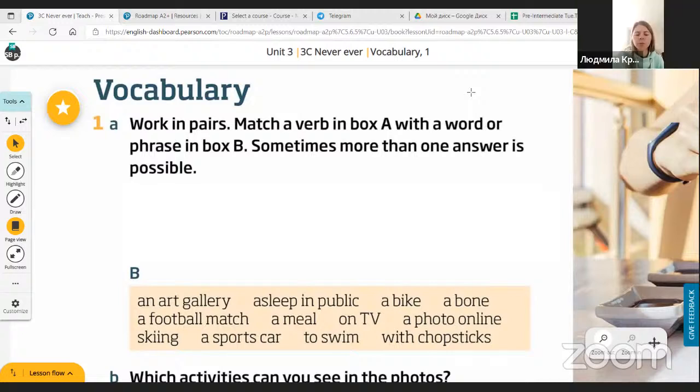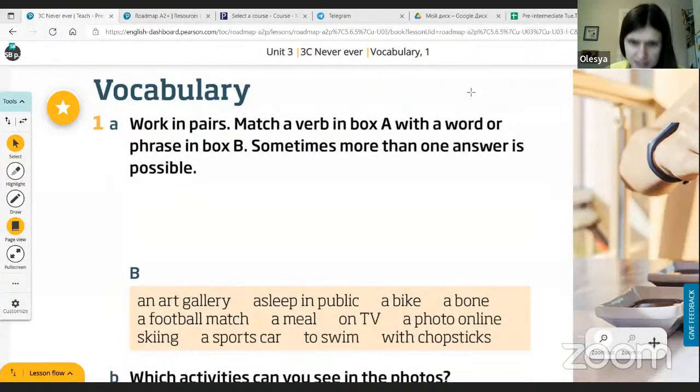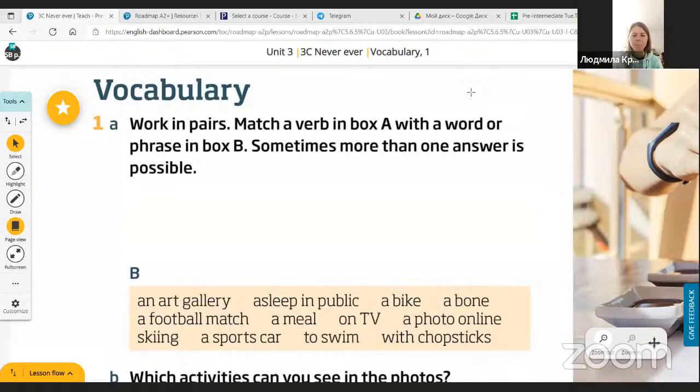Yes. Так, a football match. Watch a football match. Да? Yes. Дальше about a meal. Cook a meal. On TV. Be on TV. Yes. A photo online. Share. Так, skiing. Go skiing. A sports car. Drive a sports car. Learn to swim. Yes. Так, и with chopsticks. Eat with chopsticks. Okay. Еще раз повторите. Yes, are you done? Yes.